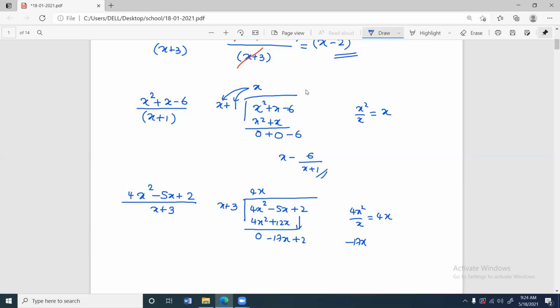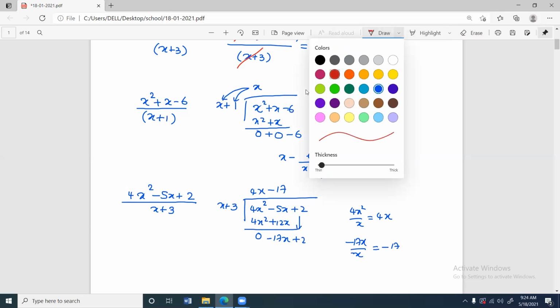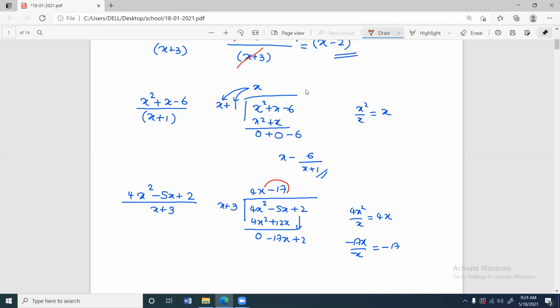Now see how many x terms there are for minus 17x. If you divide it, it's minus 17. Then minus 17 into x, the same thing I'm doing. So you have to multiply this whole expression with x. I'll use a different color to represent it. This whole thing should be multiplied with this term and this term.